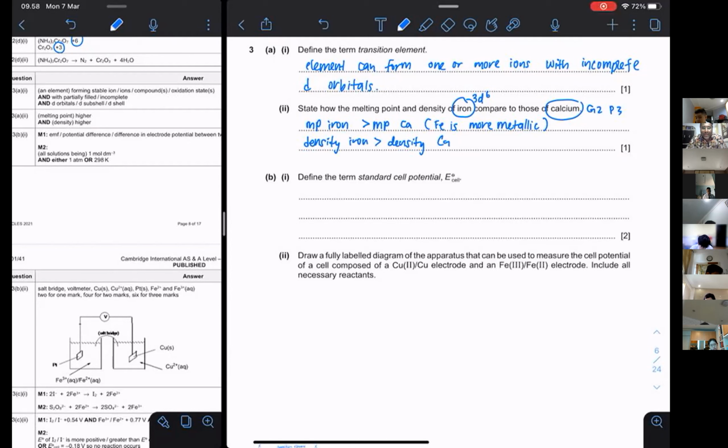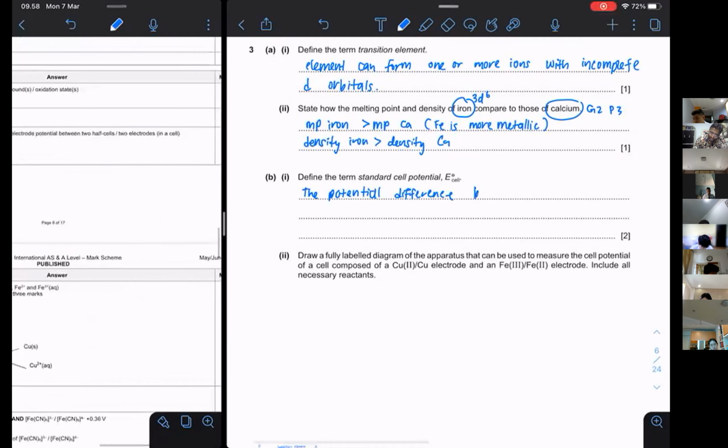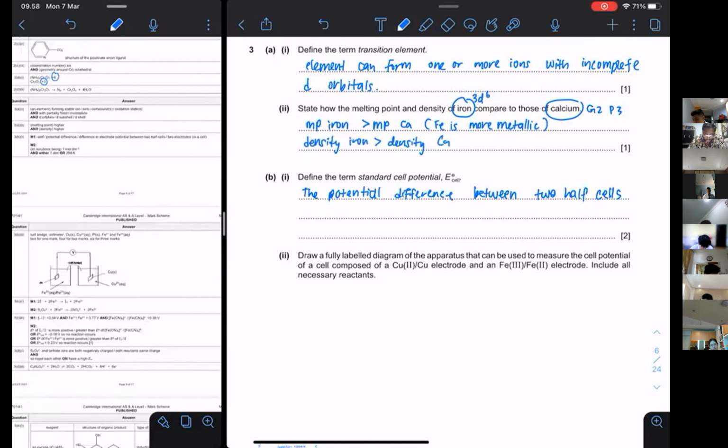Now, define the term standard cell potential. Standard cell potential, E cell, is the potential difference between two half cells in solutions.